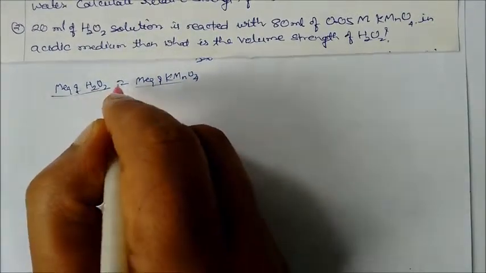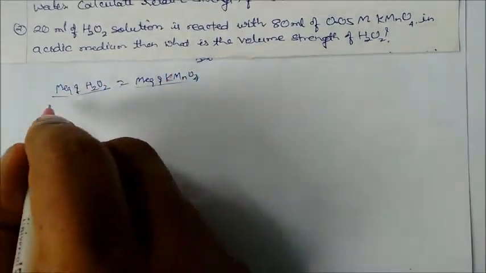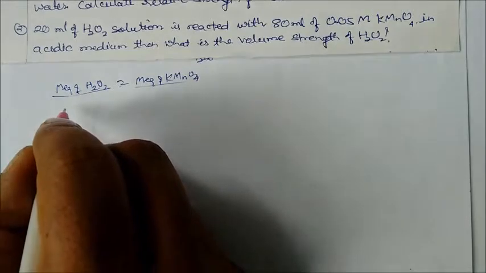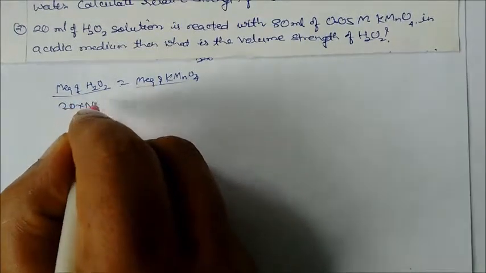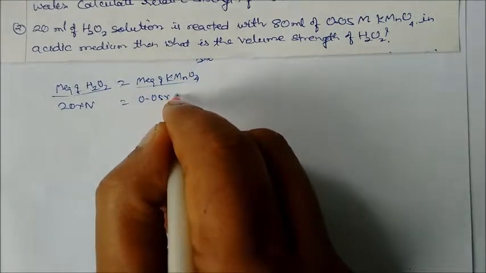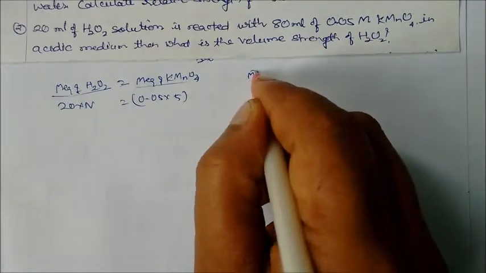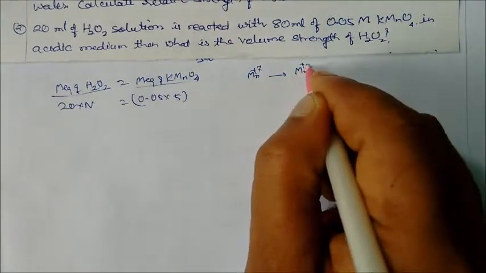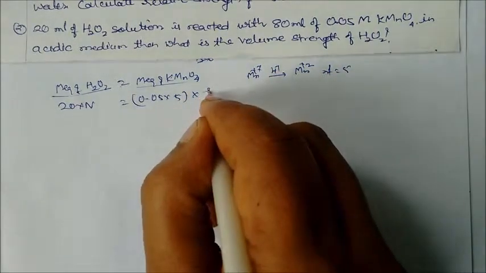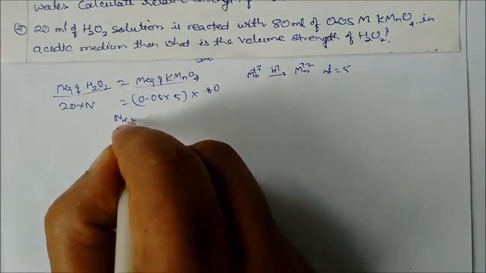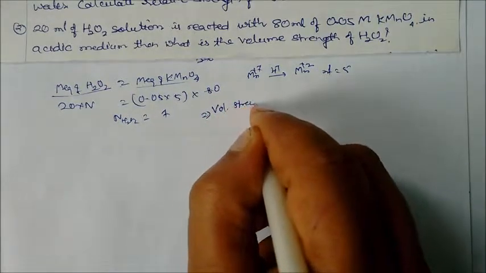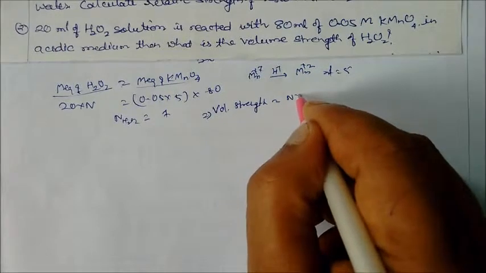You should know what the milliequivalent is in each case. For H2O2 it is normality into volume, and the volume given here is 20, so we can write 20 into normality, which we don't know. For KMnO4, it is 0.05, the molarity, into the n factor, which is 5, because Mn plus 7 is going to Mn plus 2 in acidic medium H plus. So the n factor is 5, and the volume given is 80. If you solve it, the normality of H2O2 will come to about 1. Now the volume strength will be normality into 5.6.